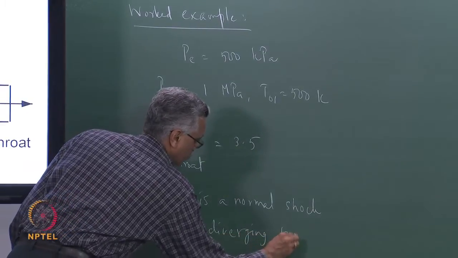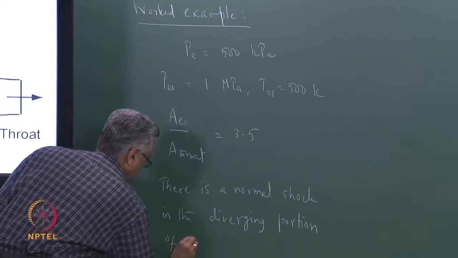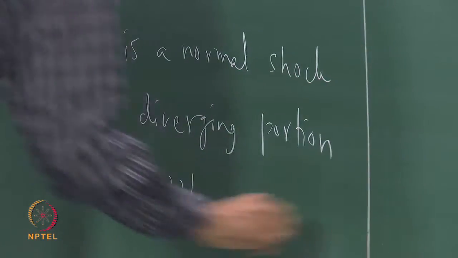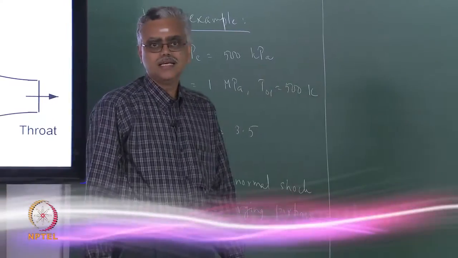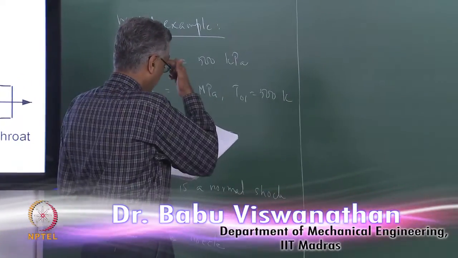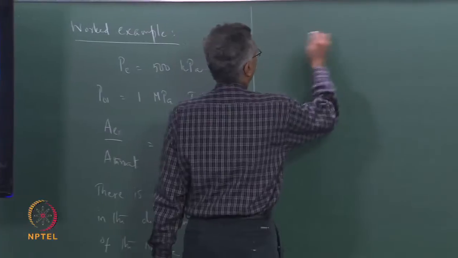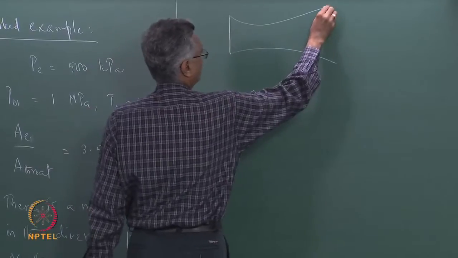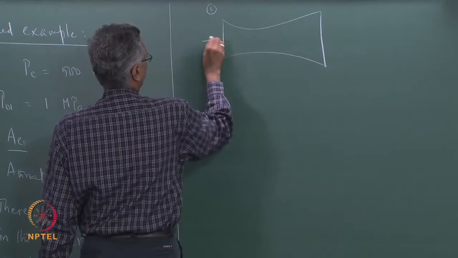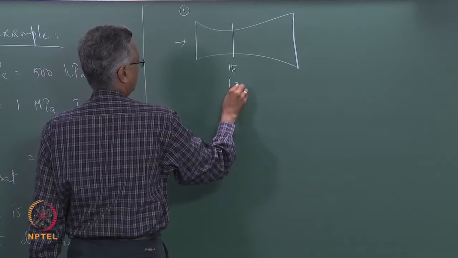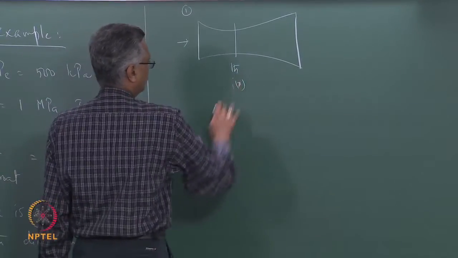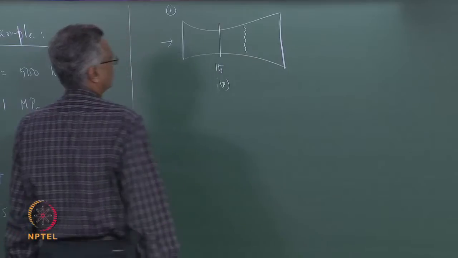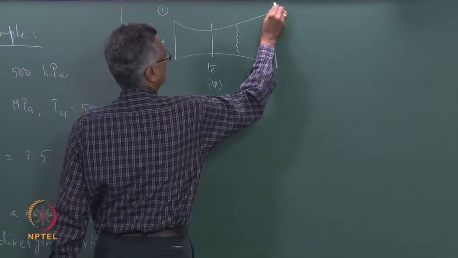In the diverging portion of the nozzle. So, what we need to do is determine the flow properties at the exit of the nozzle. That was what we were about to do. Now, if I look at the flow situation, this is station 1. This is the throat section. Remember, in this case the Mach number here has become equal to 1. So, the throat section also happens to be at the sonic state. There is a normal shock here and this is the exit of the nozzle.